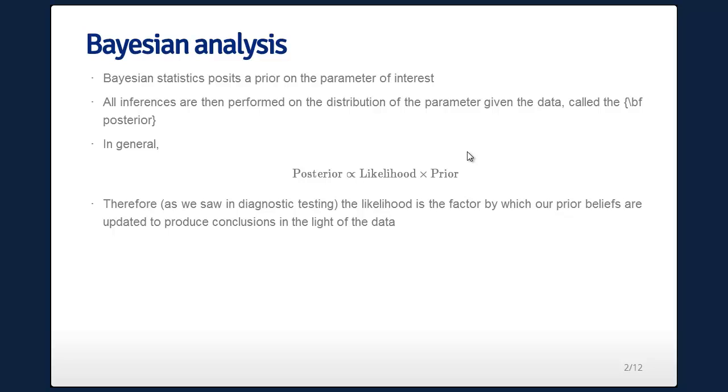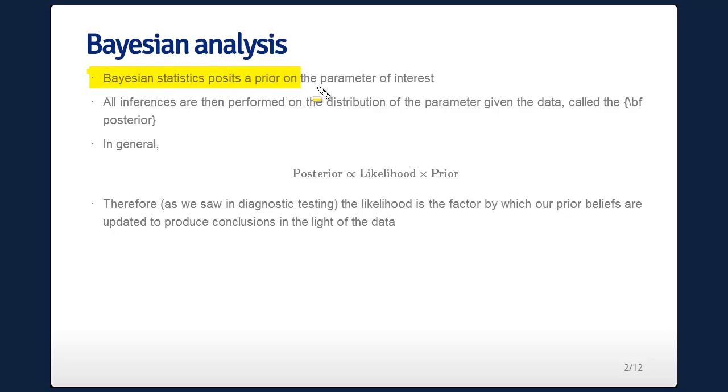So Bayesian analysis is named after a Presbyterian minister in the 1800s who was a mathematician and came up with Bayes' rule. Thomas Bayes was his name, and I would suggest you look up things about Thomas Bayes. He was an interesting person.